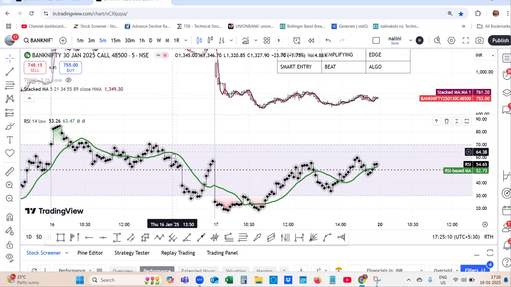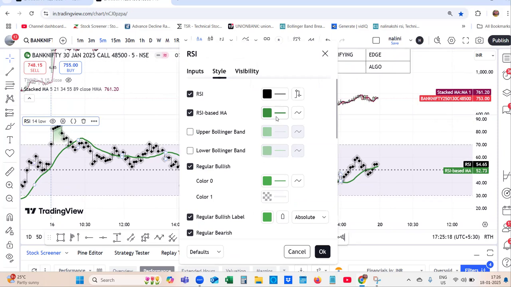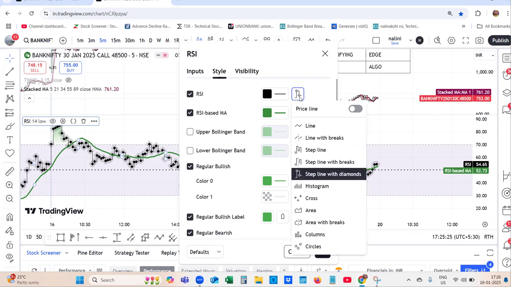What you need to do is apply RSI on your chart, go to the settings. When you go to the settings, in the style section, change it to step line. If you click on this, there will be a lot of options: step line with break, and step line with diamonds. You select this because it has a pointer. It will help you to identify the pattern as well as the steps.